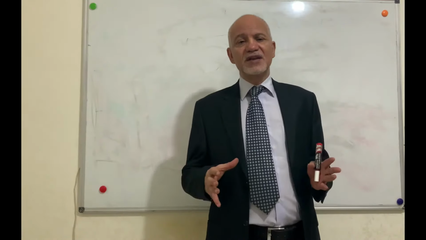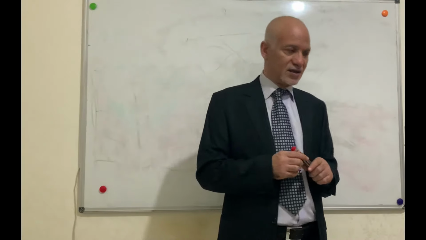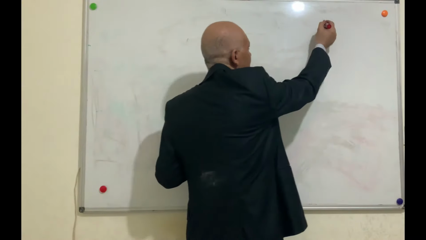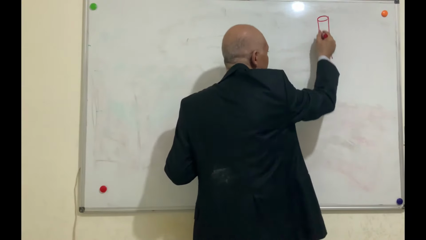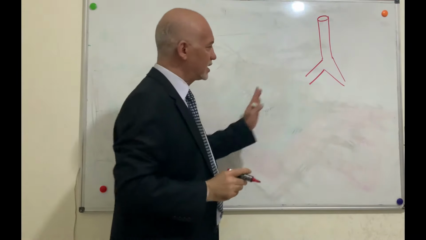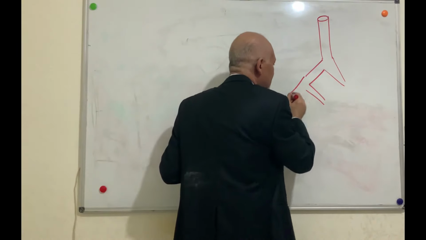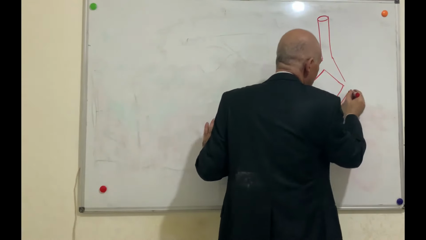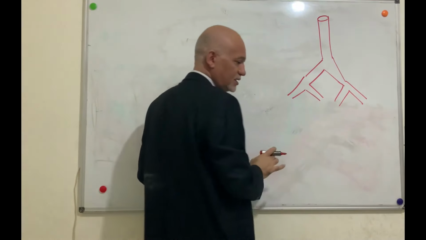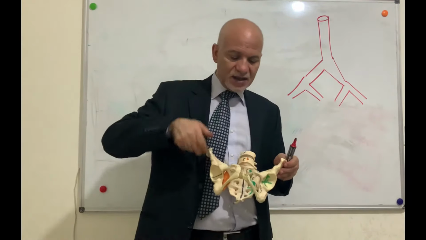The blood supply of the pelvis is mainly from the internal iliac artery. Remember, this is the abdominal aorta, divided into two common iliacs, the right and the left common iliac. The common iliac divides into the internal iliac and external iliac. The internal iliac artery enters the pelvis.